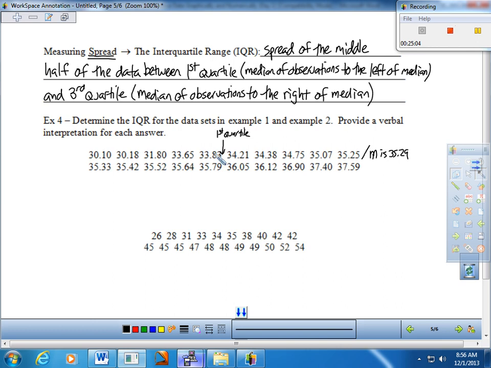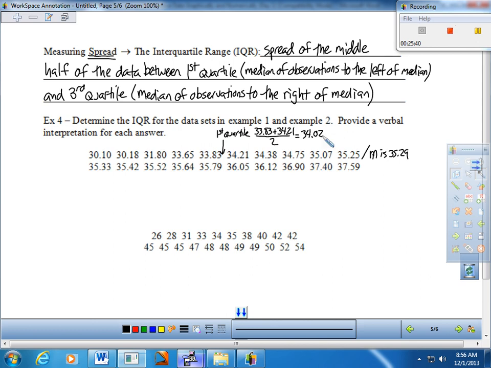And so I'm going to go ahead and write this up here, what I have. So that would be taking the 33.83, adding the 34.21, and dividing by 2. So we talked about that before. And if we do that, we end up getting 34.02. Okay, very nice. So the first quartile is going to be 34.02 minutes.